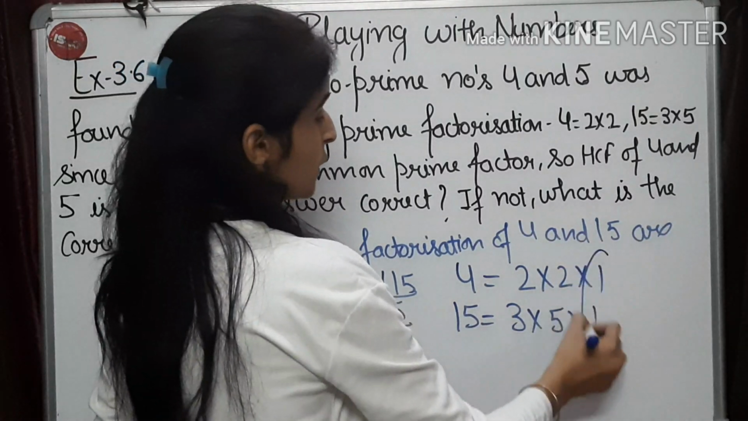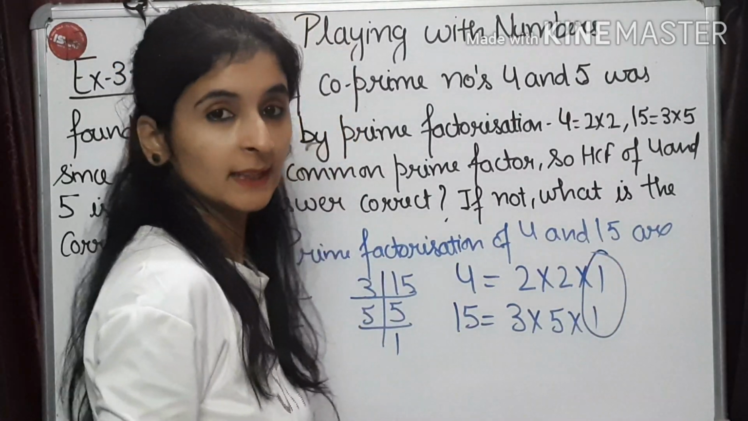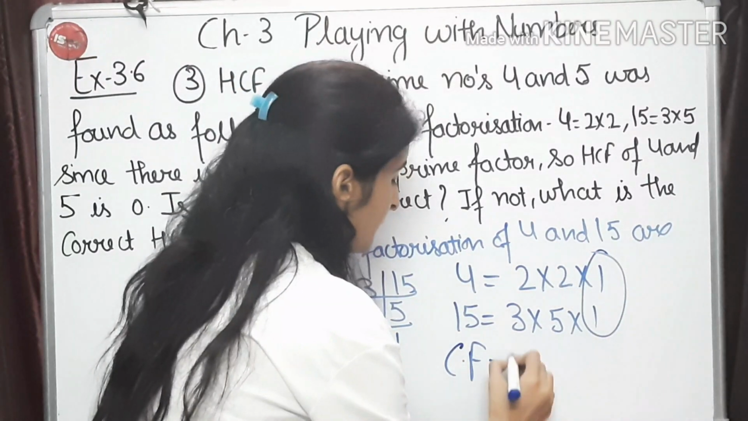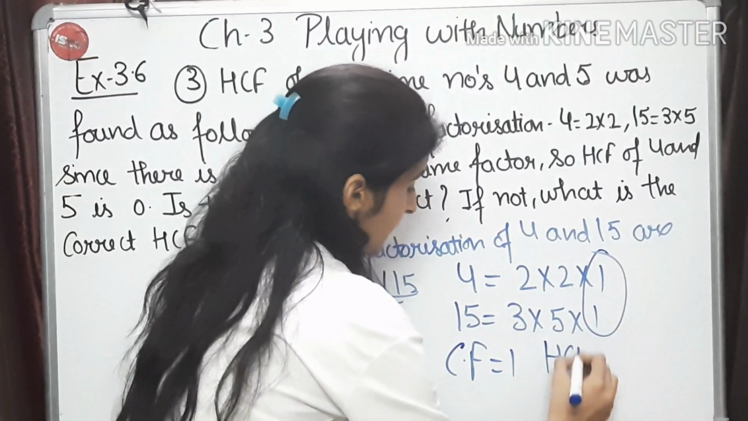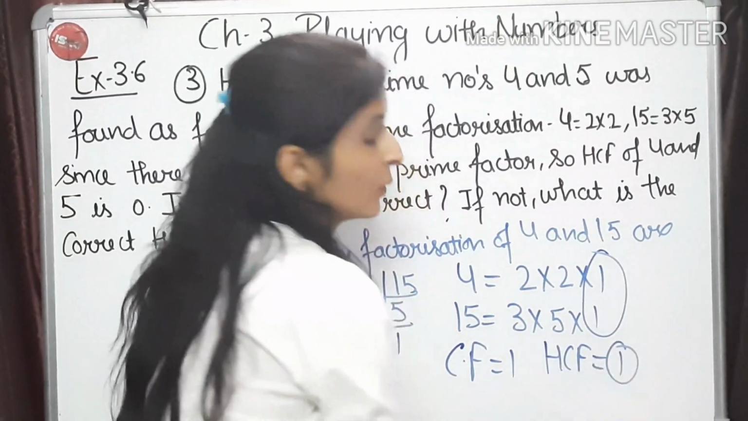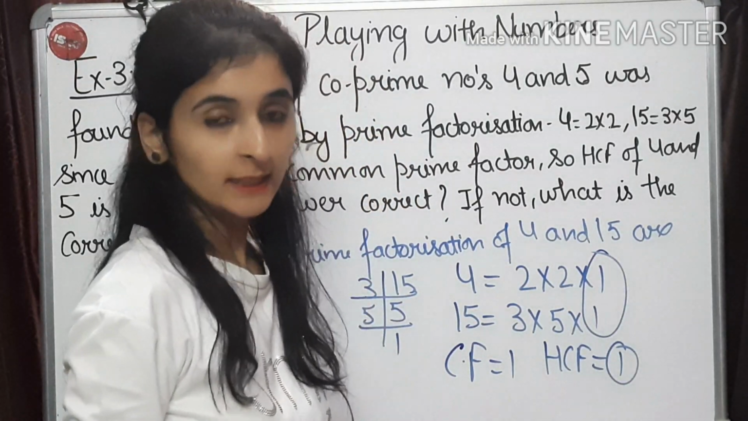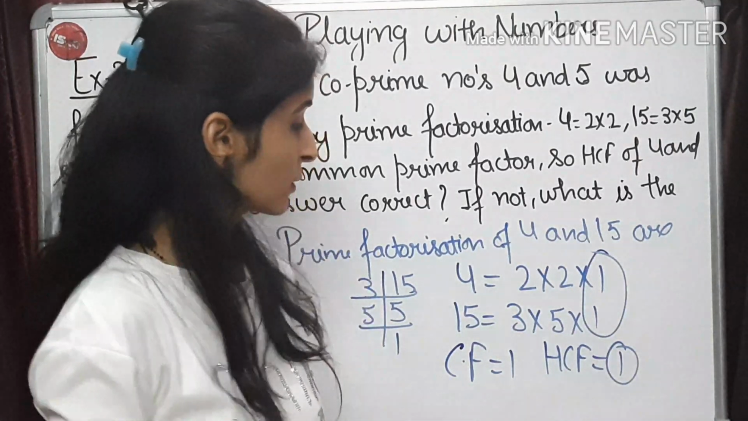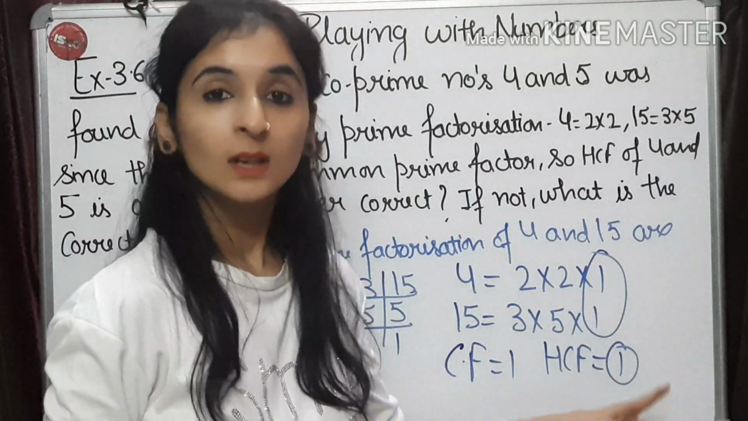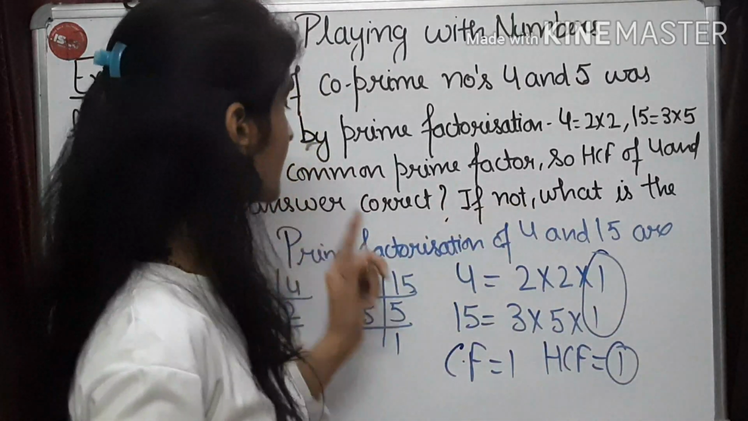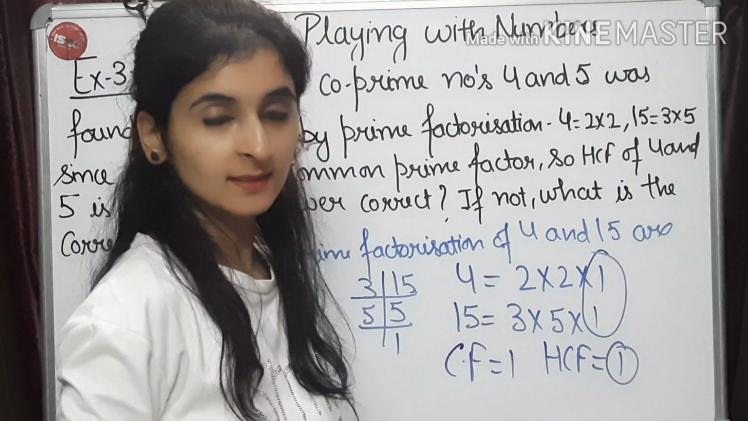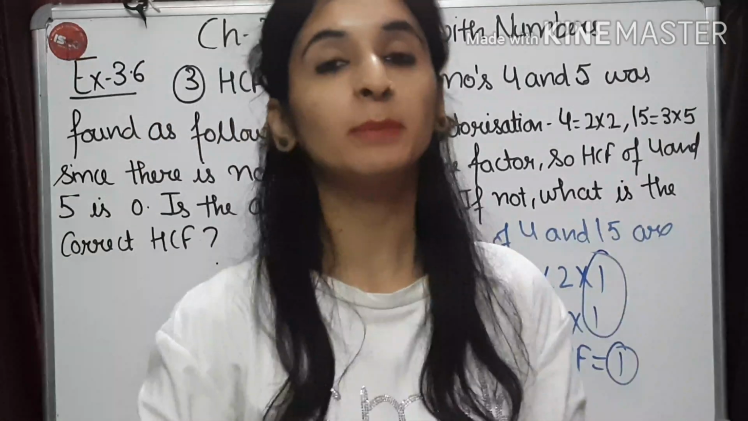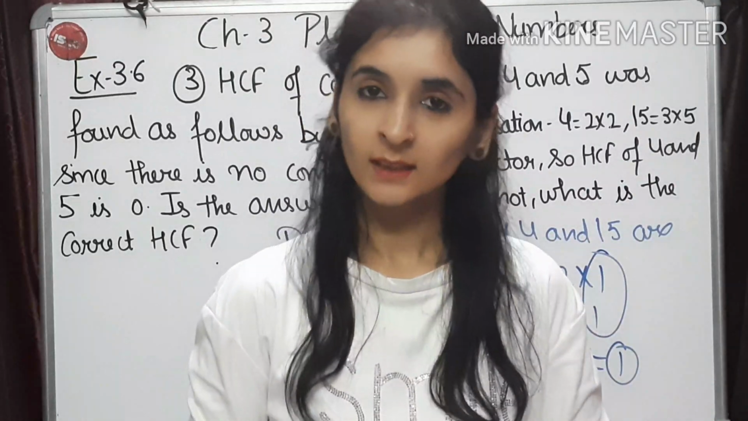So, what is the common factor? The common factor here is 1. If the common factor is 1, then HCF will be equal to 1, right? So, the HCF cannot be equal to 0. So, the HCF will be equal to 1. So, it means this is incorrect, that the HCF of 4 and 15 is 0. HCF of 4 and 15 will be equal to 1, right?